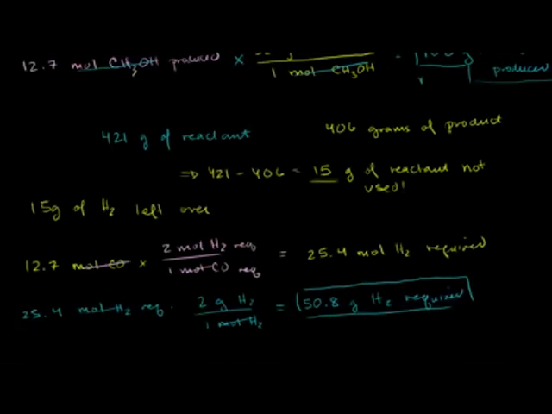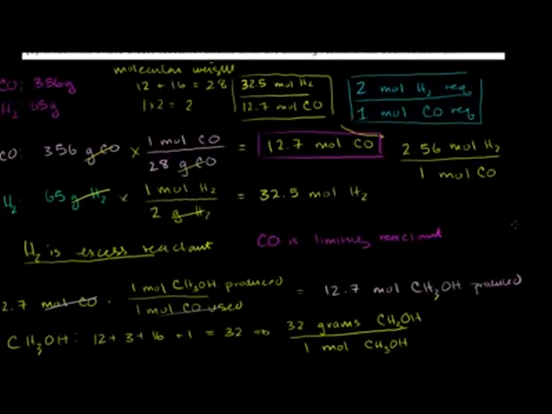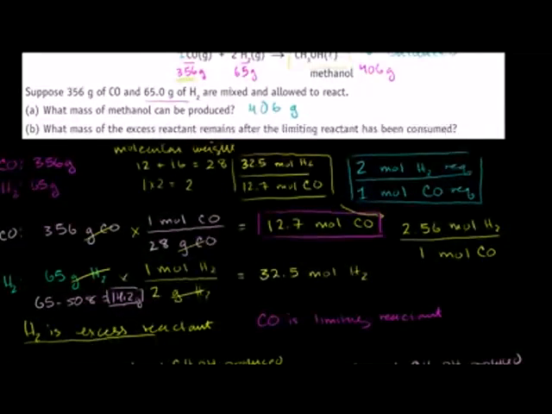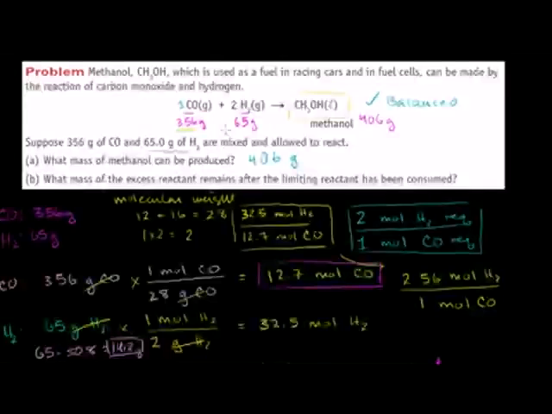Now they wanted to know how much is left over. So we're going to consume 50.8. We started with 65. So if you subtract 50.8 from 65, you're going to get 14.2 grams left over. And that compares to the 15 we got left over when we just took the 421 minus the 406. And the difference between the 14.2 and the 15 is really just a little rounding here and there with our digits. Anyway, hopefully you found that helpful.